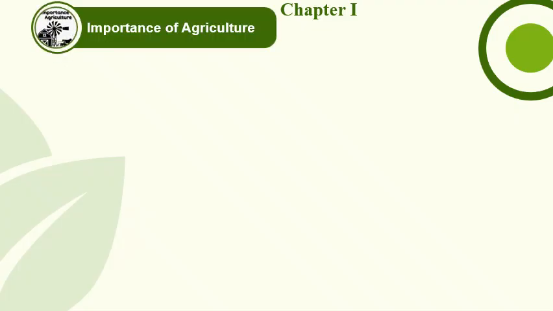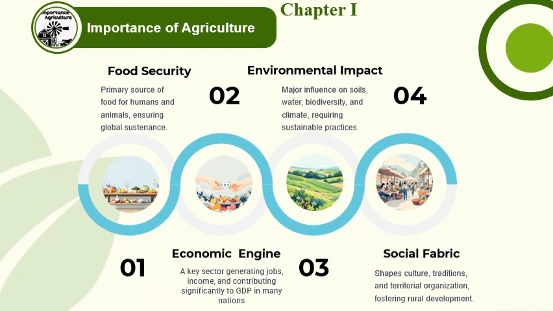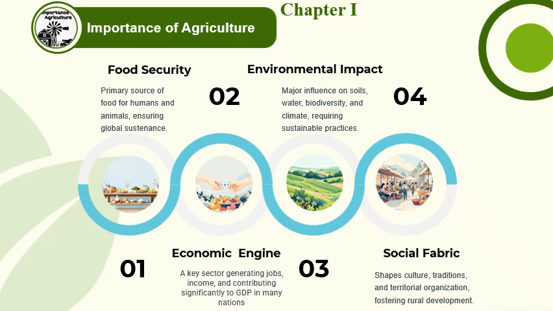So agriculture is important. Actually, it's very important for several major reasons. First, it supports food security by providing food for both humans and animals. Second, it acts as an economic engine by creating jobs, generating income, and contributing to national economies. Third, it has a strong environmental impact because it affects soil, water, biodiversity, and climate. Finally, agriculture also shapes the social fabric of communities through tradition, culture, and rural development.